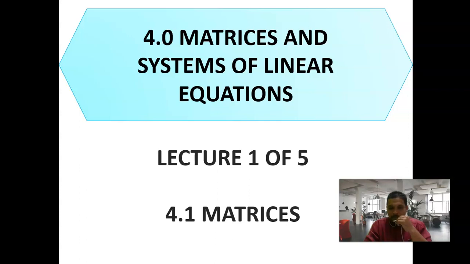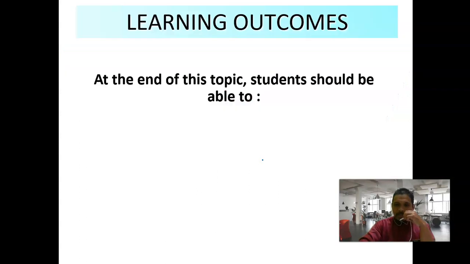Okay, so today we are going to continue with chapter 4, matrices, the first lecture for this topic. As you see on the screen now, we are going to look into the topic of matrices and systems of linear equations. I do hope that all of you are ready with your lecture notes in hand. Without wasting so much time, let's continue.